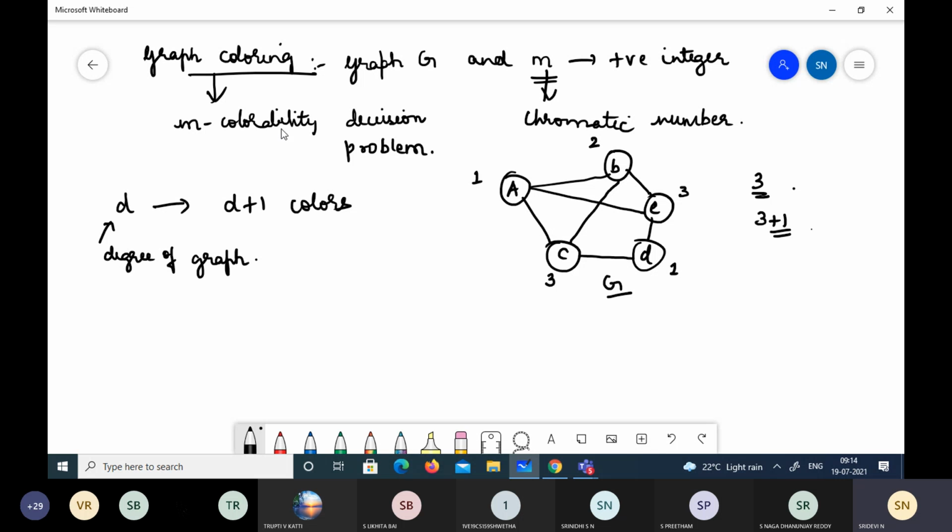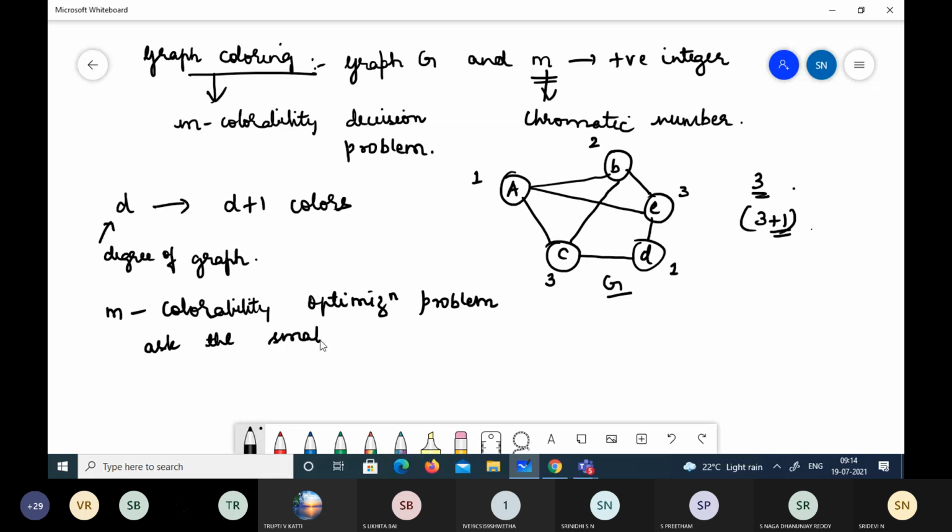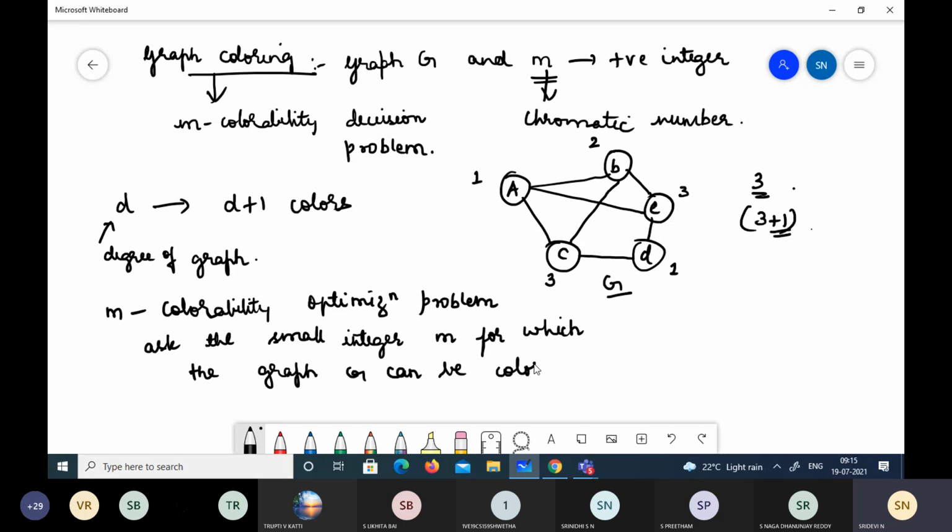So the m colorability optimization problem: d plus 1 is the maximum you can have. The m colorability optimization problem will ask for the smallest integer m for which the graph can be colored. So m is the chromatic number here.